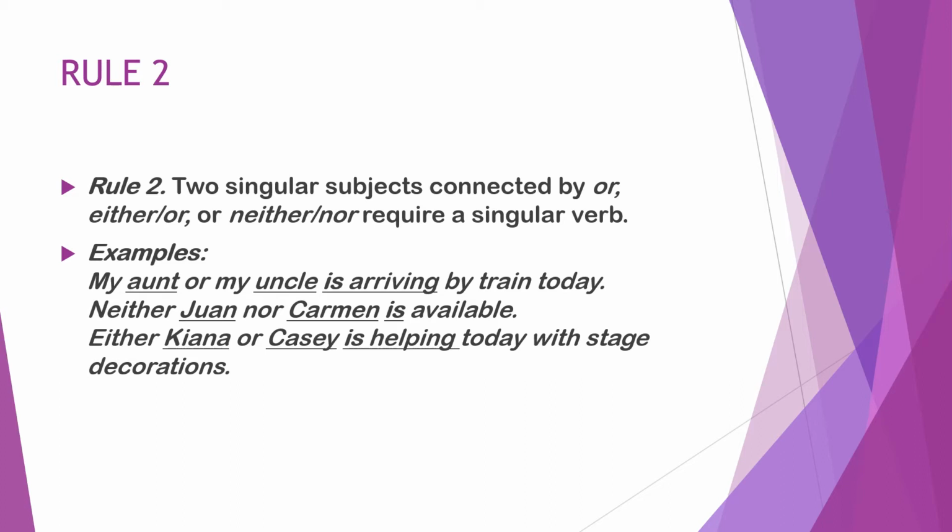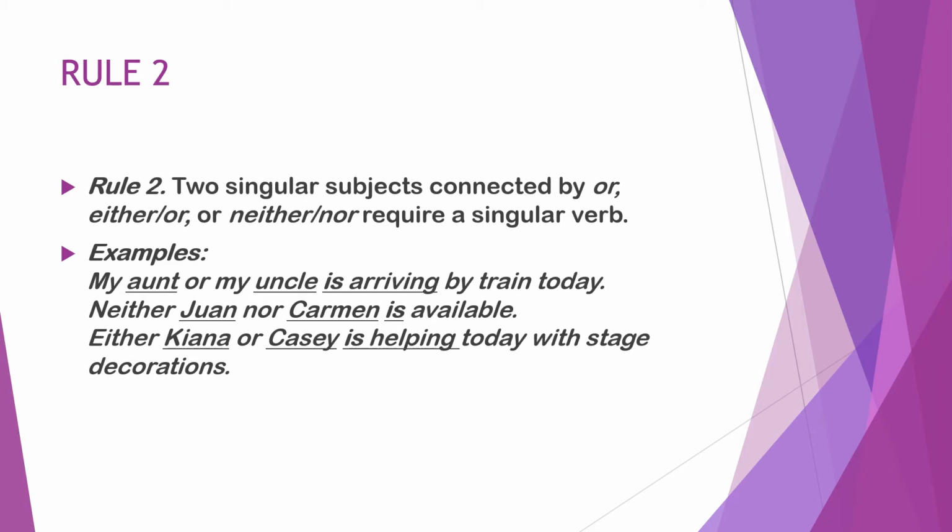So it's singular. Neither. So it's not both Juan and Carmen. It's either one of them. So neither Juan nor Carmen, it's one of them. So neither one of them is available. Singular.